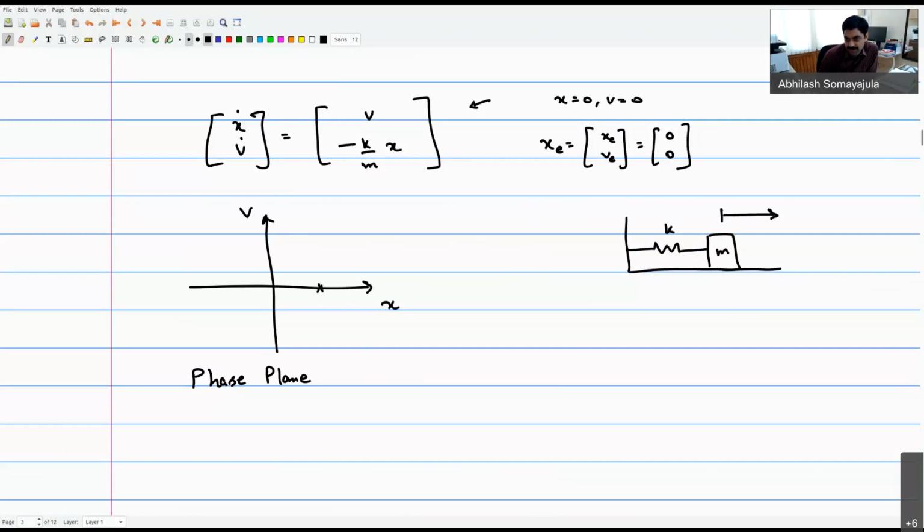I basically pulled it by a distance x and I'm letting it go. How will the plot look on the phase plane? It will go down and left, negative. It will start here and go down, and then what will happen? First of all, it will be on a circle. Yes, it will be on basically a shape which will be a circle.